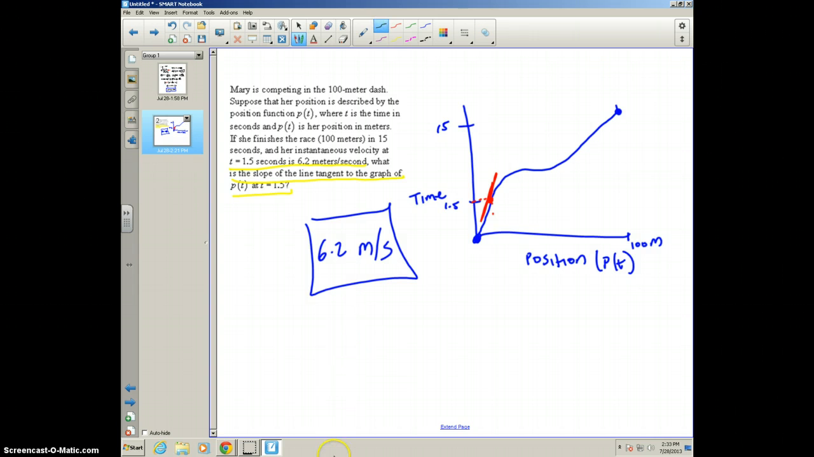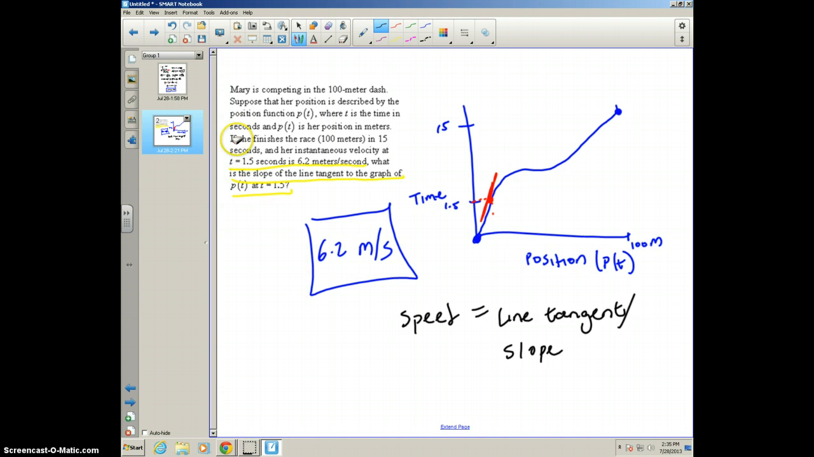The key to this is to remember that the derivative of position is velocity. The line tangent is always velocity. So if they're giving a speed, it is a line tangent. That is the main concept here. Velocity is the line tangent. Velocity is the slope. It is the slope. And that's the main thing to remember.